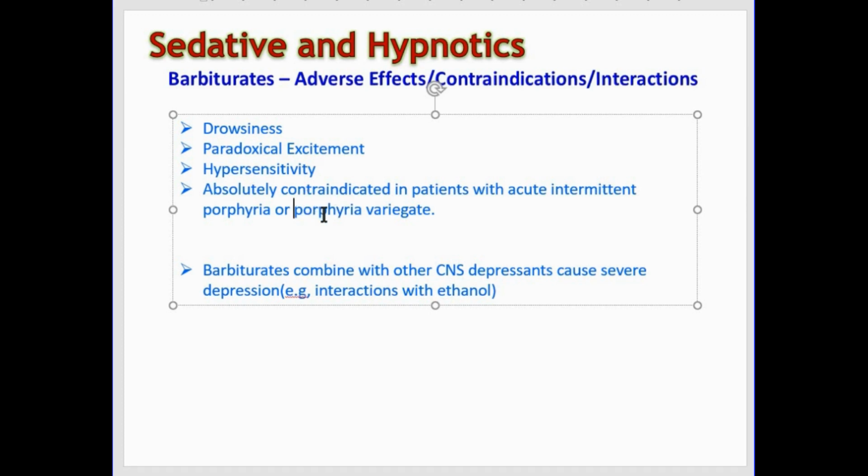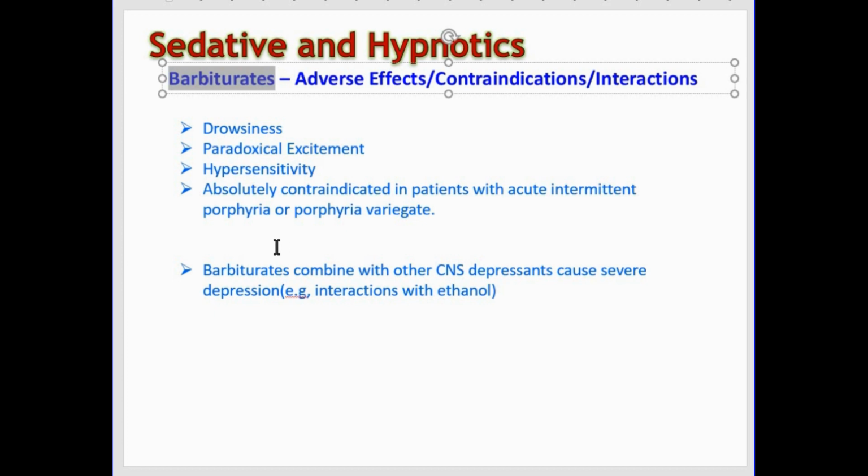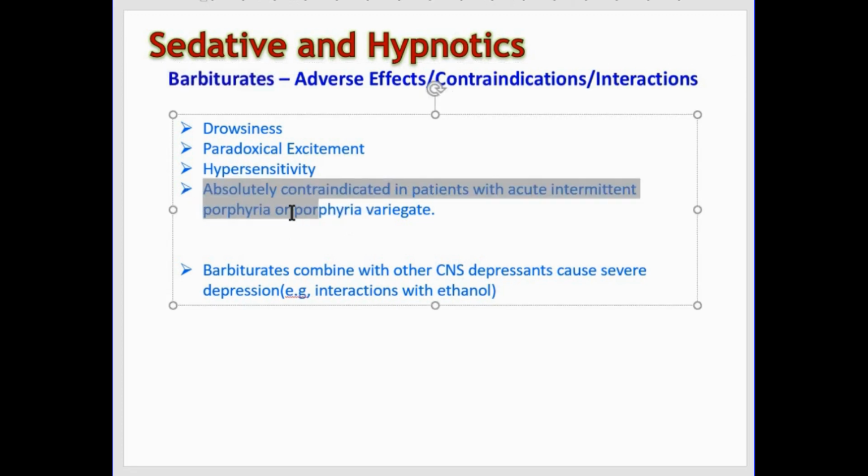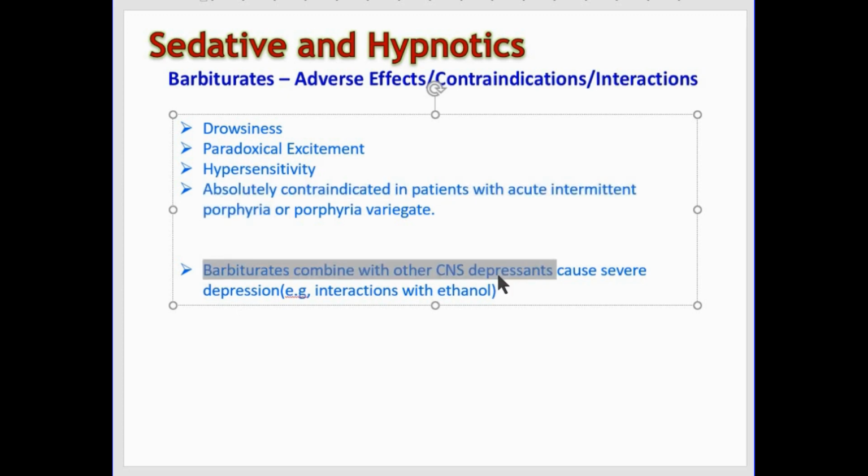If the patient already has this, and then barbiturates increase porphyrin synthesis, this is basically going to cause toxicity. That's the reason these drugs are contraindicated in patients with this disease. And if you combine barbiturates with other CNS depressants, for example alcohol, it can have severe depression. Why? Because both drugs cause a dose-dependent decrease in CNS function.